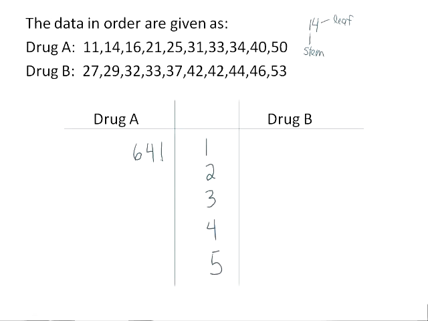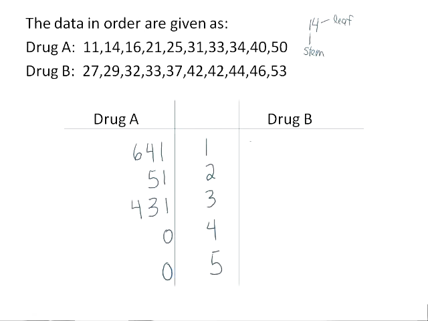Now notice how I've ordered this. The smaller numbers go towards the inside, towards the stem. So for the numbers in the 20s, we have a 21, 25, and that's all the numbers that start with a 2 for drug A. Then for the data points that start with a 3, we have a 31, 33, and 34. Then we have a 40 and a 50.